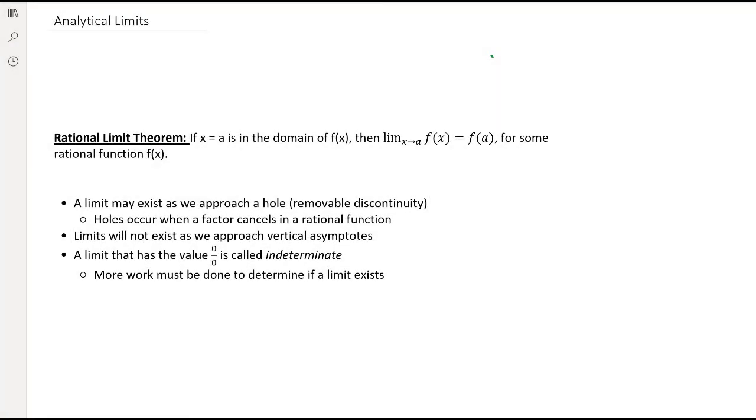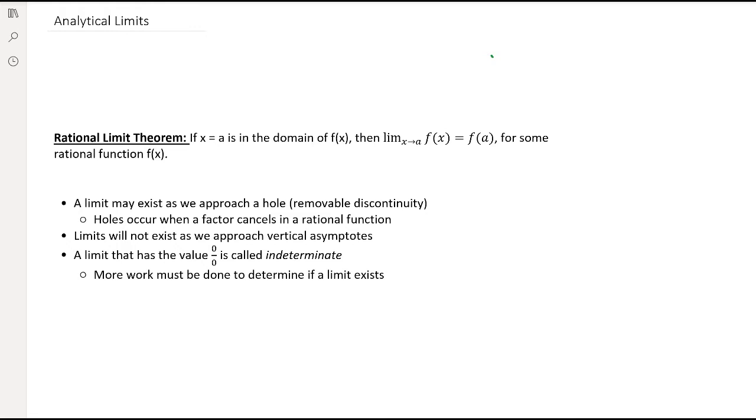Alrighty folks, in this video we're going to learn how to calculate limits analytically. What that means is instead of looking at a graph or a table, what if they give us a function? How do we find a limit of a function, basically? Before we can jump into that, we have to go over a little bit of background information.